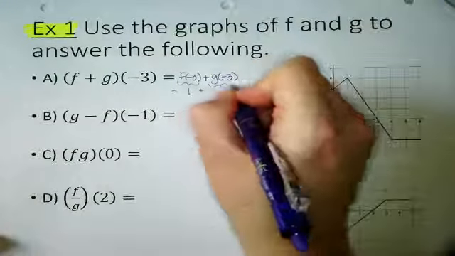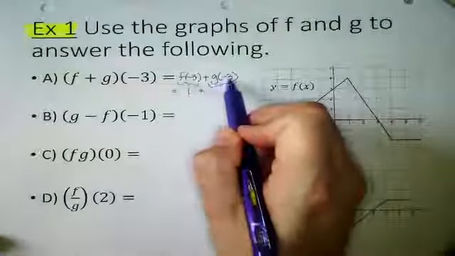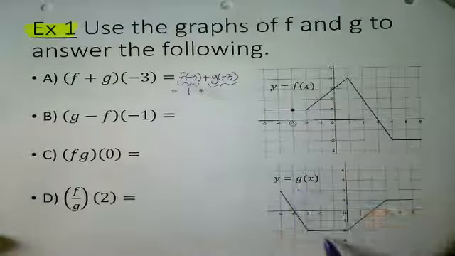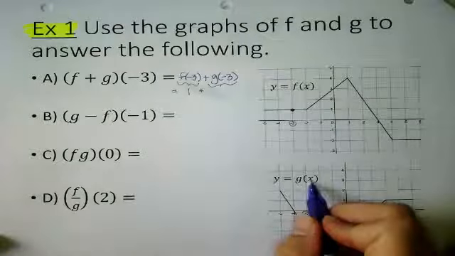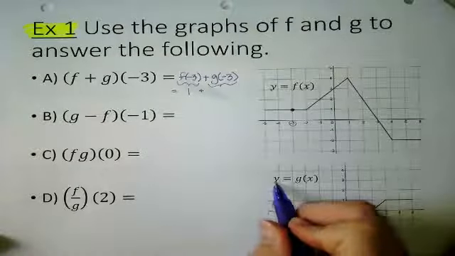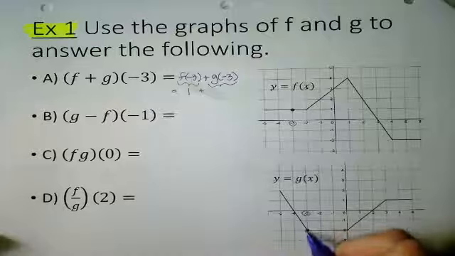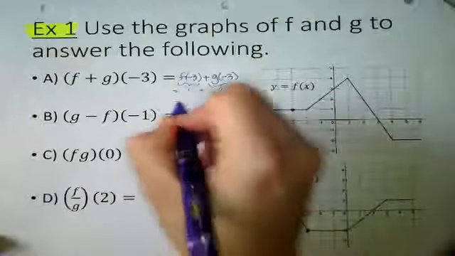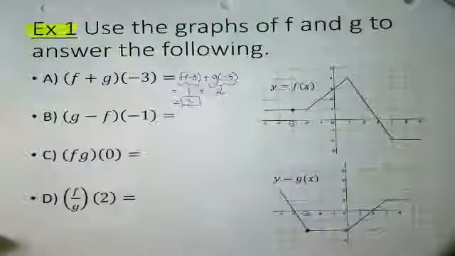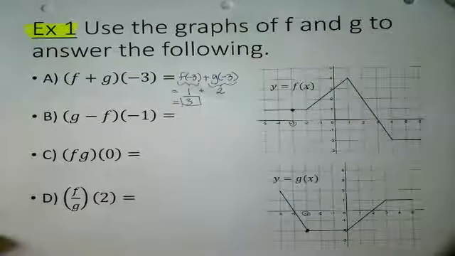And then we need to figure out, well, what's g evaluated at -3? So there's our g function right down here. And we want to go to -3. There it is. And we know the x value. It wants to tell you what's the y. And so the y value right here is 2. And so then we say, well, 1 plus 2, hey, that's 3. And that's our answer. So we're just adding values together.